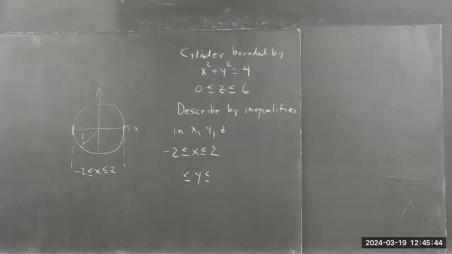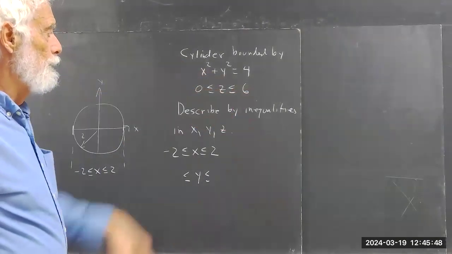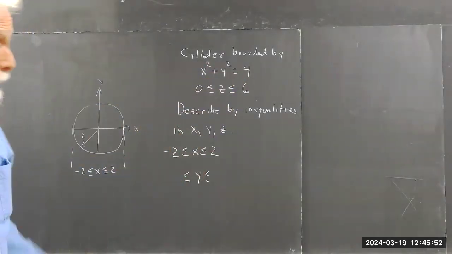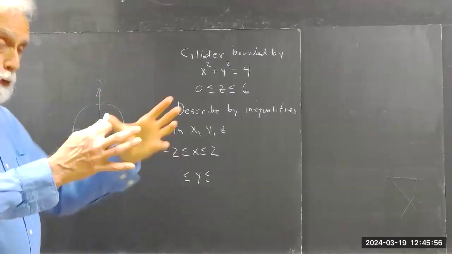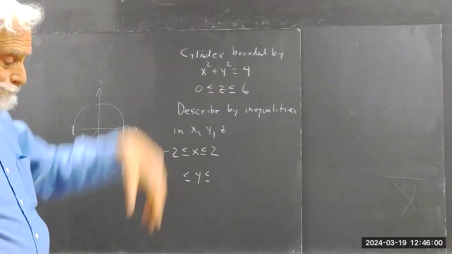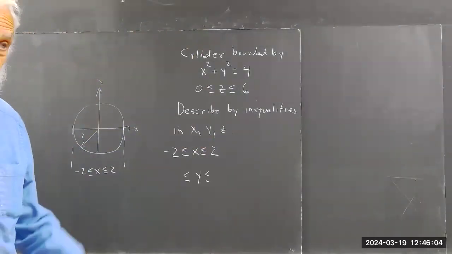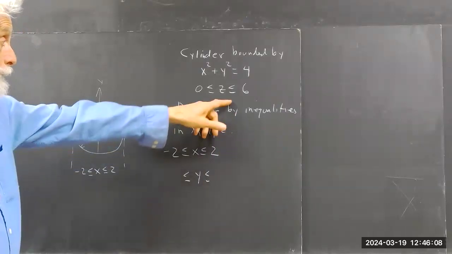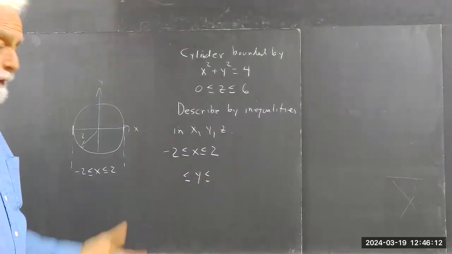We've got a cylinder bounded by this equation and by z from 0 to 6. This is obviously a circle of radius 2 in the xy plane, and then z goes from 0 to 6, so you just got this tube, okay? And you can calculate the area of its base. It's a circle of radius 2, so its area is 4 pi, and its altitude is 6, so its volume is 24 pi. Okay, well, that's easy.